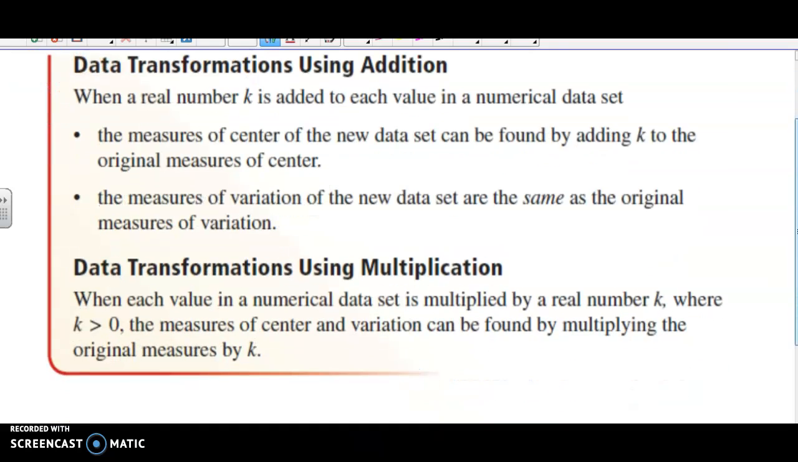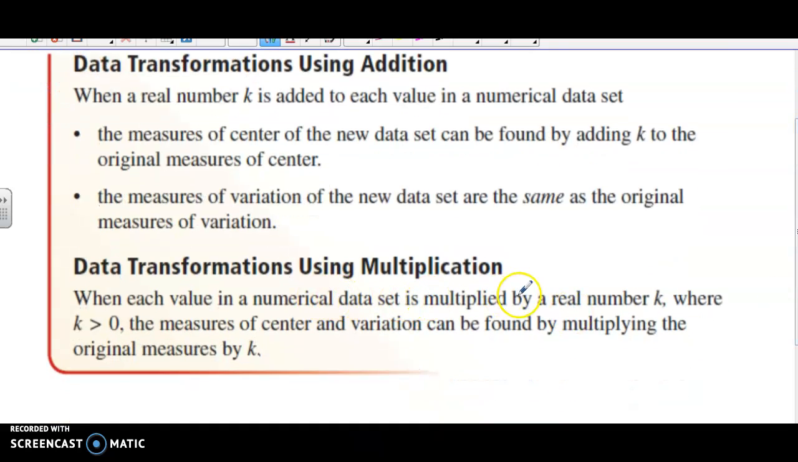If each value of a numerical data set is multiplied by a real number k, where k is greater than 0, the measures of center and variation can be found by multiplying the original measures by k. So if they say that all the numbers are doubling, then you just multiply the mean, median, and mode, all of those, by 2, and then you'd find the new values in the data set.